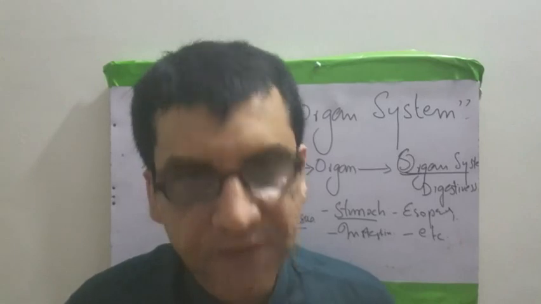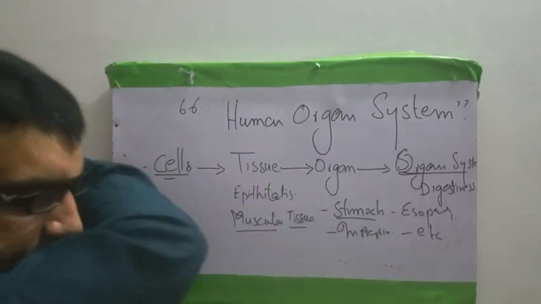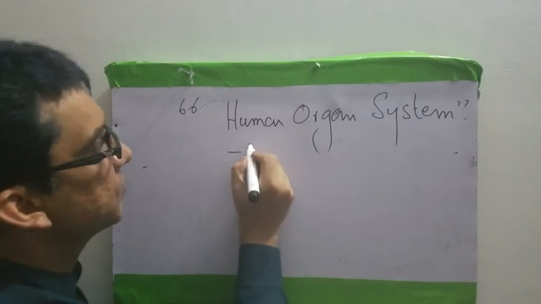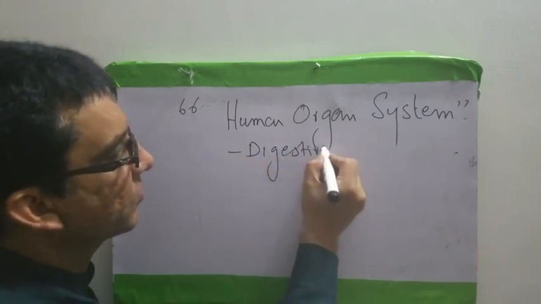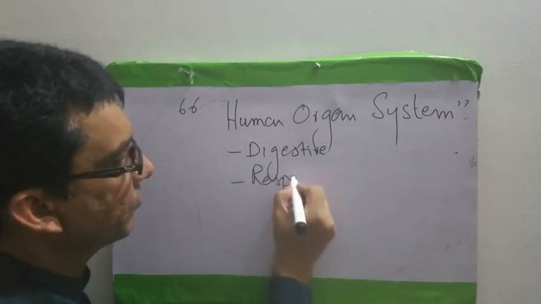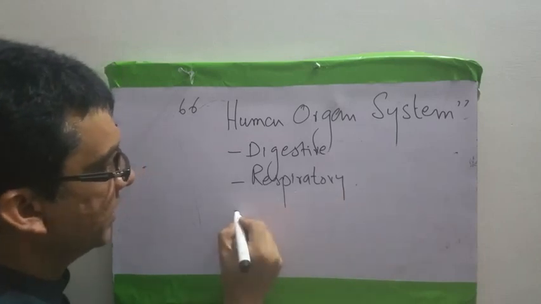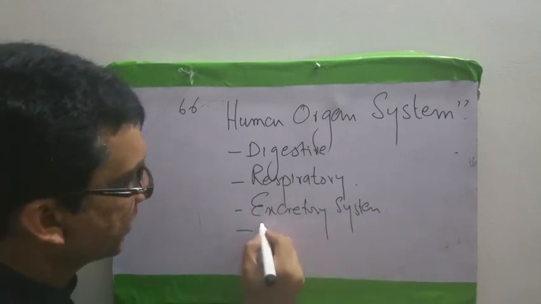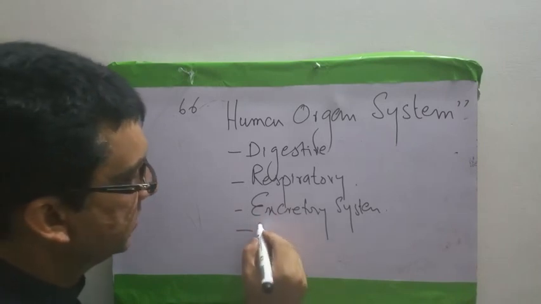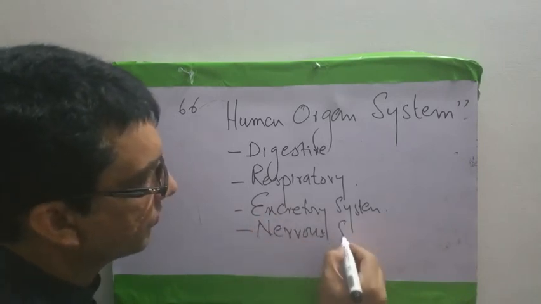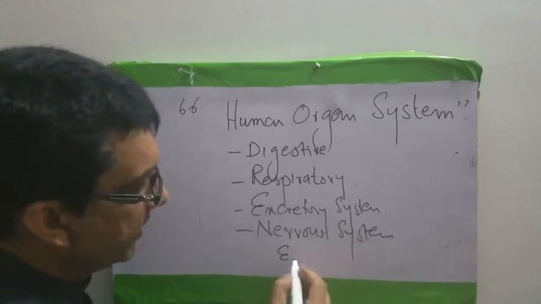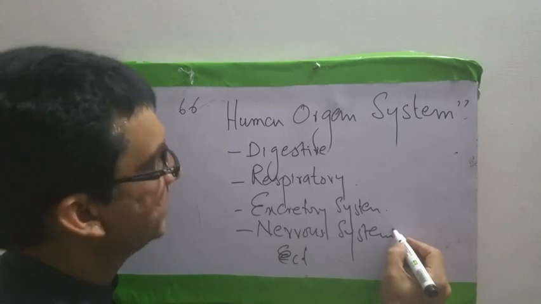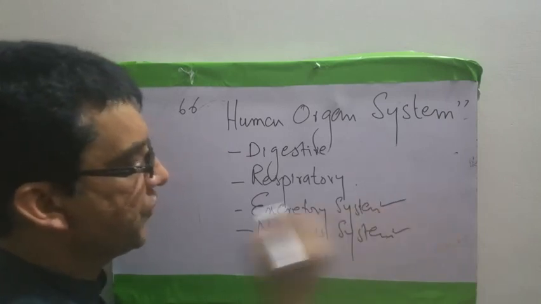So inside the body there are different organ systems, like the digestive system, respiratory system, excretory system, reproductive system, nervous system, etc. In this chapter we will discuss two organ systems: one is the nervous system and the other is the excretory system.